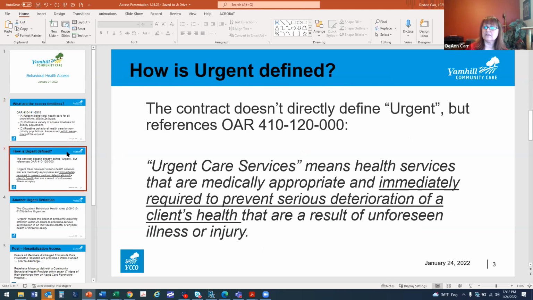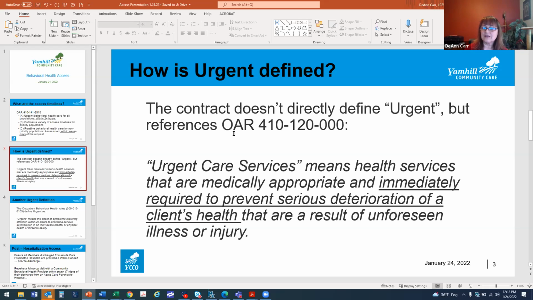So as we begin to look at, okay, well, what does urgent mean? How do I define this? Within the CCO contract, the definition just basically says it has the same meaning as 410-120 rules. So we get pointed in that direction. I'm aware I'm missing a 0 as I look up there. So it is 410-120, and then there should be 4 zeros there. Apparently I ran out of zeros.